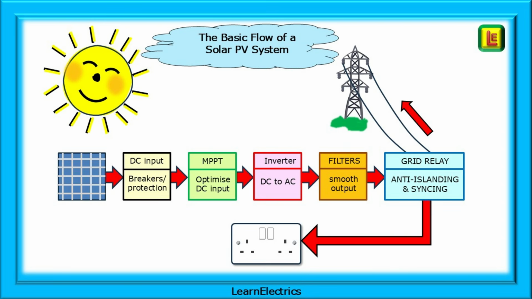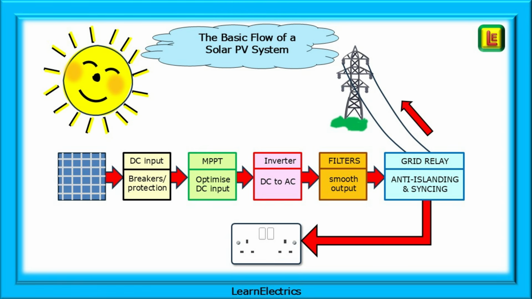The next important section is the low-pass filters that essentially remove any spikes from the inverter output and smooth it to produce an almost perfect waveform. The last part is the grid relay. It's important that any electricity fed onto the grid will not cause any problems with the grid. And just as important as synchronization of frequency and amplitude is the requirement for an anti-islanding function.